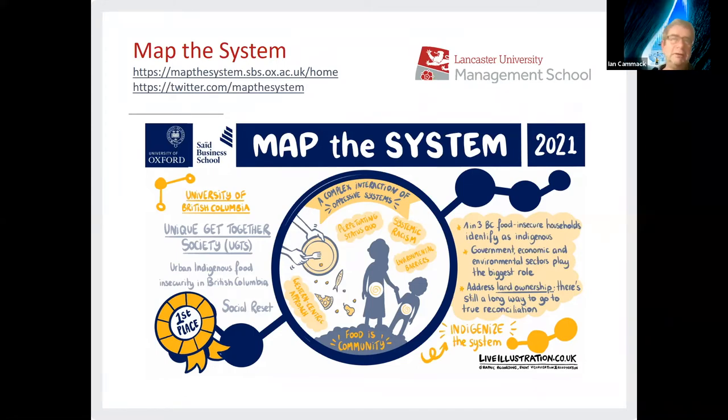So I've just popped up two links. The Twitter link is really useful because it takes you to the winning presentations for this current year, which were made only a couple of weeks ago, and the Map the System homepage gives you some further information. In essence, there are about 55 universities in the UK involved. Oxford is part of it, Nottingham Trent, Lancaster, and De Montfort are part of it, and there are lots of universities in Canada. It's a really interesting adventure, so let's try to support that, and that's one of the things I might talk about a bit later.